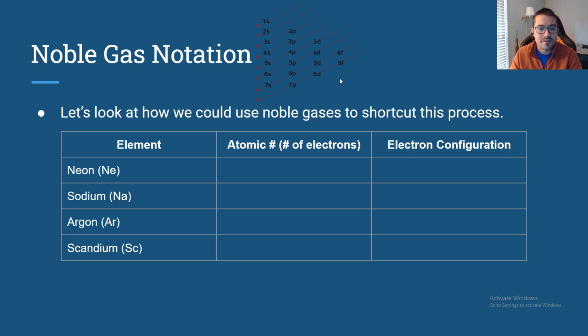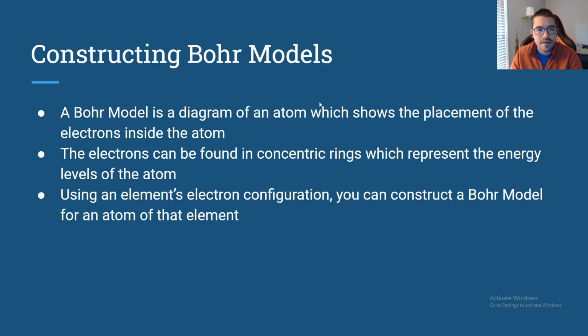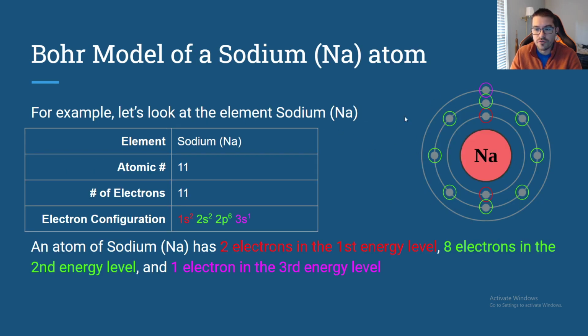So what we're going to look at today, two things. We're going to look at the noble gas notation, so how can you use noble gases to be a bit of a shortcut? And then we're also going to look at these things called Bohr models, and we're going to learn how to draw pictures like this for any given element. And so we'll do that towards the end of the video.